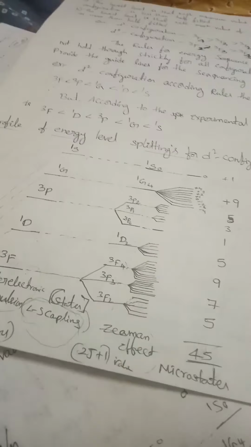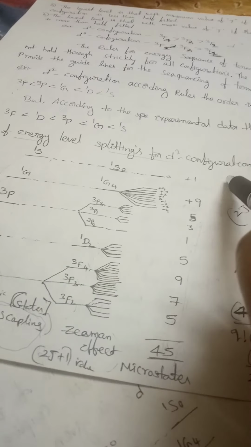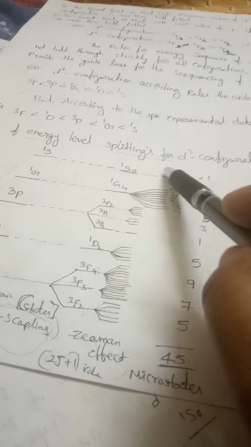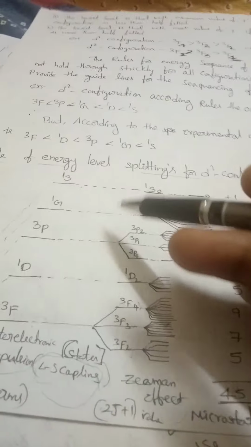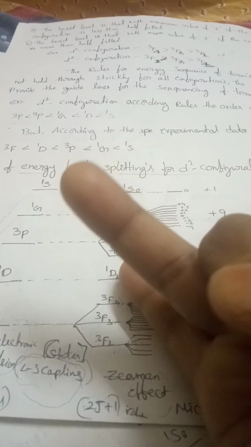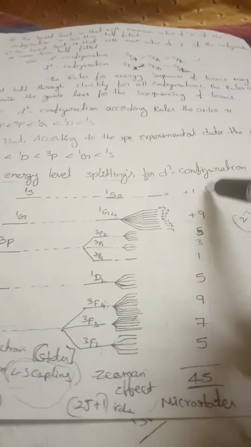In examinations, they may ask you to write the energy level diagram for the d2 configuration, and you can write all these things. So in this topic we have three questions. The first one is: what is Hole formalism? The second one is: what is the energy level order, or Hund's rules? The third question is: write the energy level profile diagram for the d2 configuration.